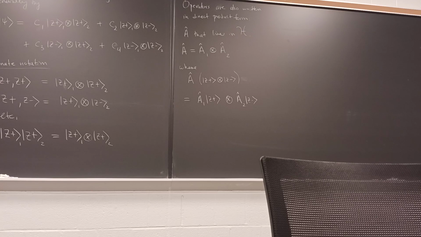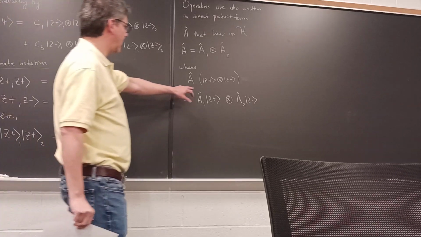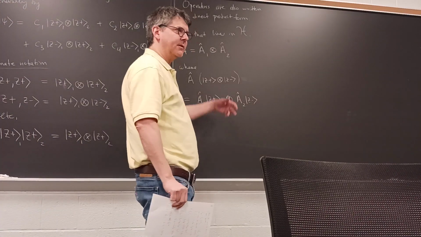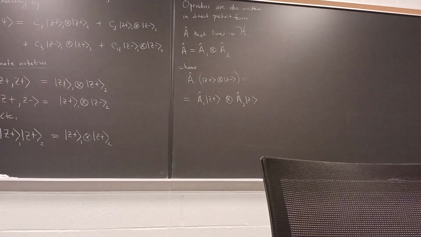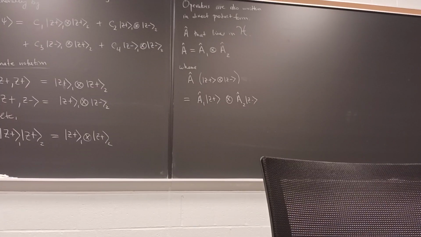Is the Z plus in Hilbert space 1 and Z minus in Hilbert space 2, or is it a general thing? Because you didn't label those like you did the other ones. Yeah, if I don't label it, the first one is in the first space, the second one is in the second space. Good to know. Okay, other questions about this? Okay.